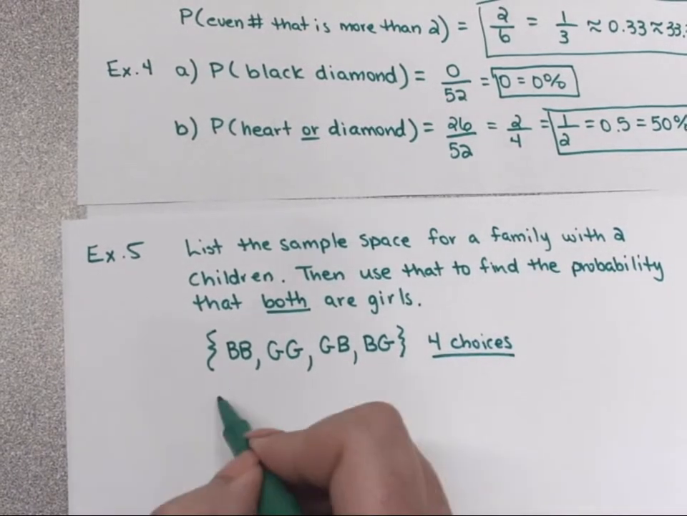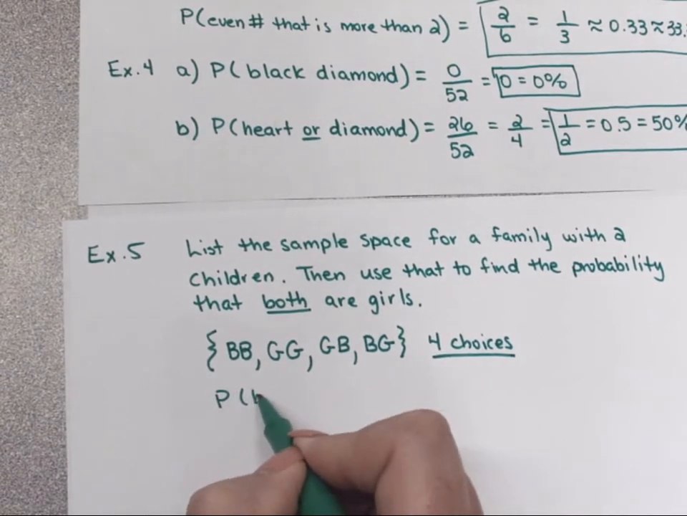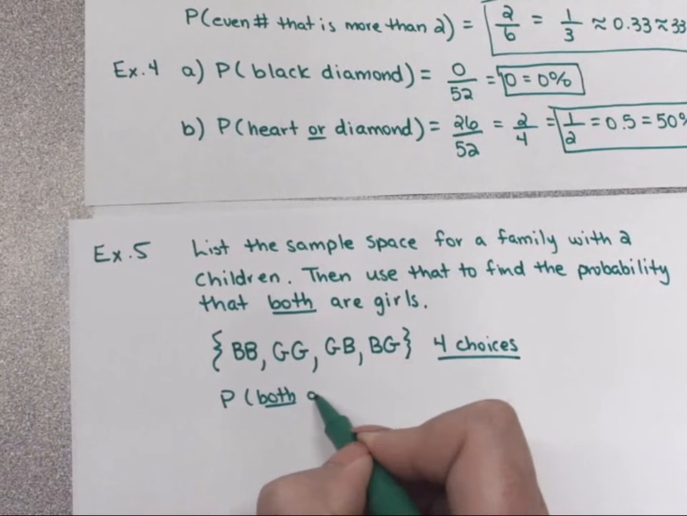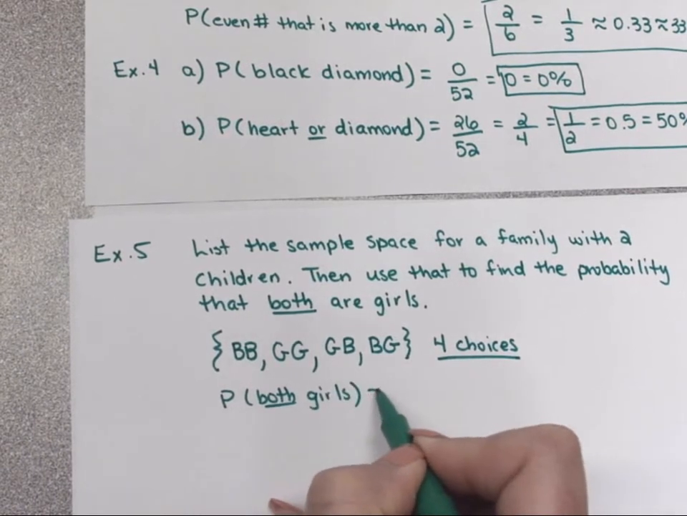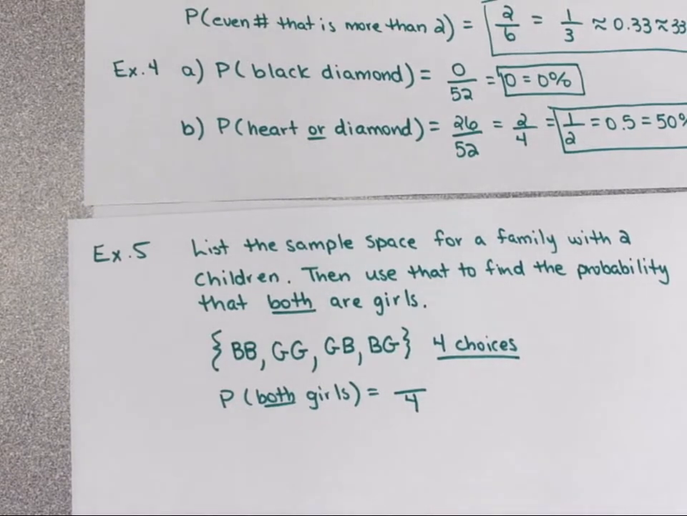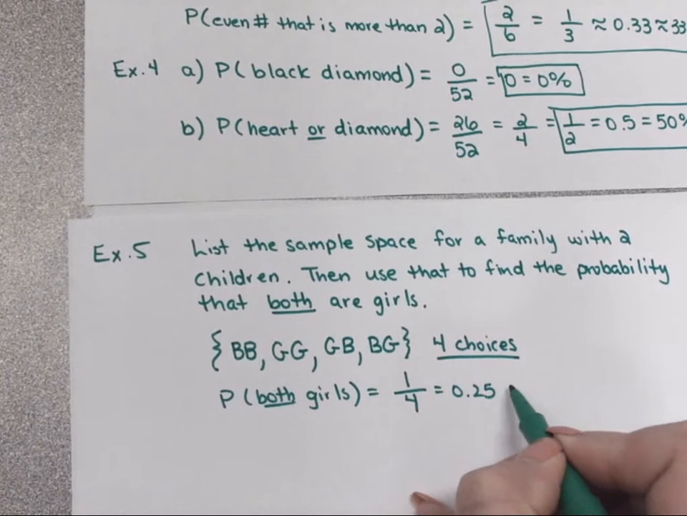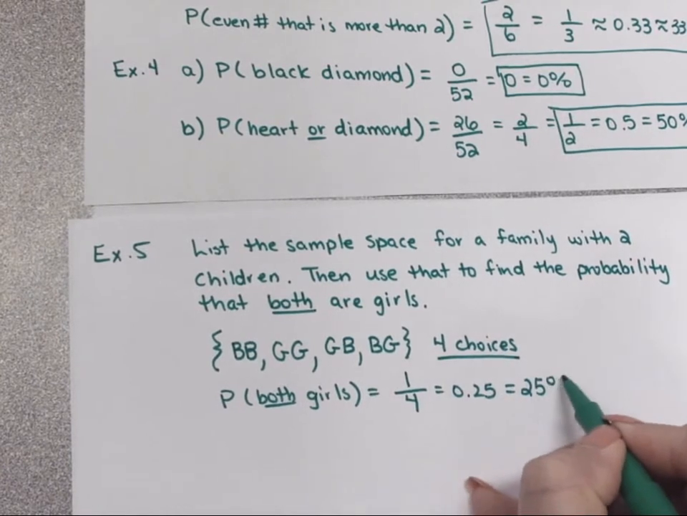So now when I ask you for the probability that they are both girls, it's going to be out of 4 choices, and you just need to look up at the list and tell me how many qualify as both girls. How many of the things that we listed qualify? Only one of them, right? So that would be 0.25 or 25%.